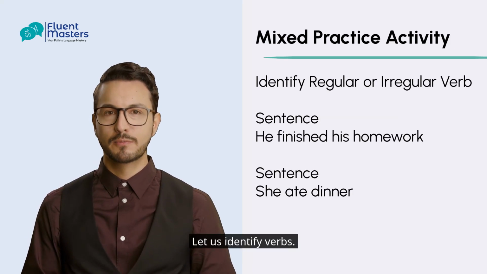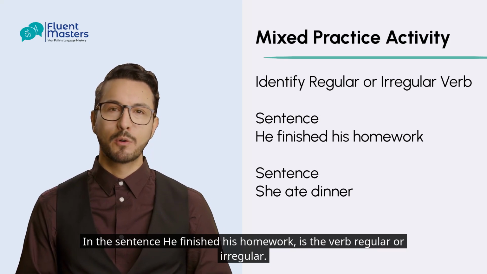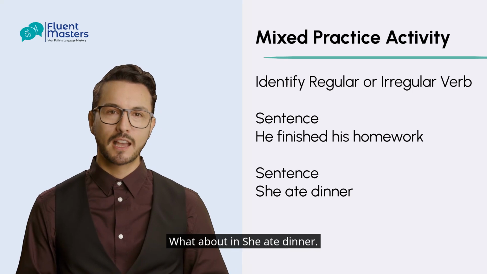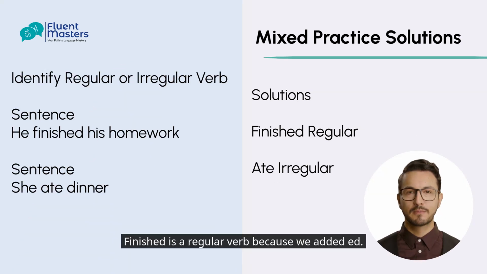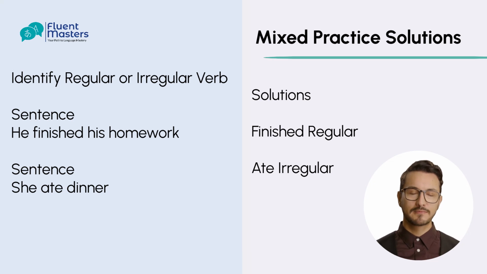Let us identify verbs. In the sentence, he finished his homework, is the verb regular or irregular? What about, she ate dinner? Finished is a regular verb because we added ed. Ate is irregular because it changes from eat.